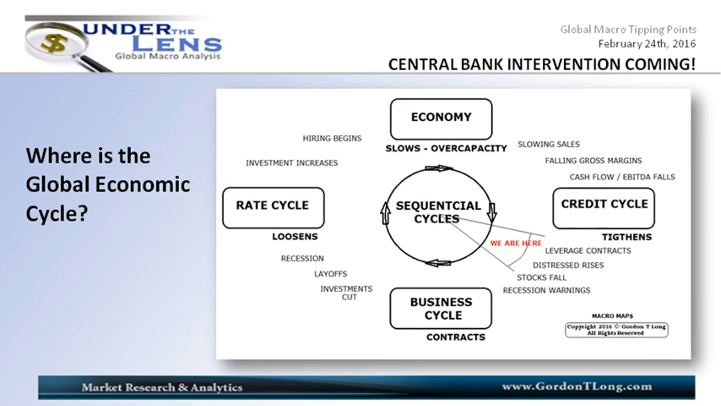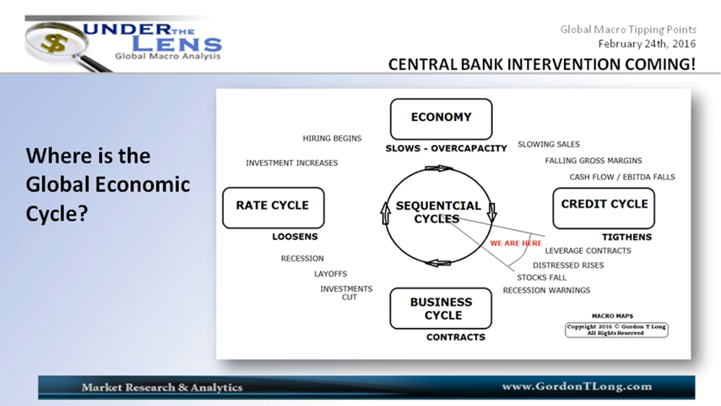This macro map, which I developed, is an easy way to visualize the sequential nature of cycles. The credit cycle leads the business cycle, which leads the rate cycle. The Federal Reserve always follows. And let me repeat that. The Federal Reserve always follows. It never leads. In fact, the Federal Reserve can be counted on to follow the actions of the money center banks, the owners of the Federal Reserve.